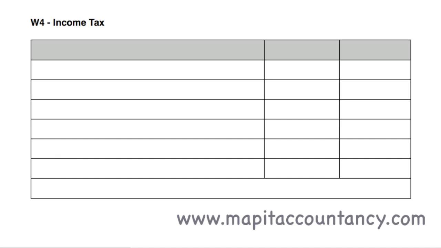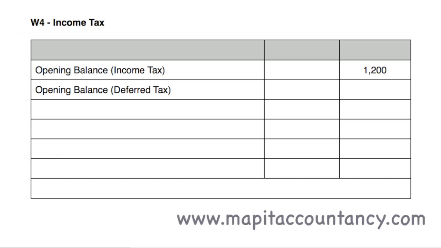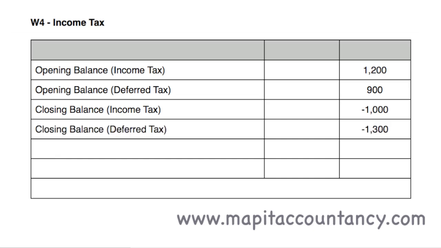So in your workings for cash flow statements, your deferred tax and your income tax payable will be brought together in the working. So we have our opening balance on income tax. Income tax payable is 1,200. The opening balance on deferred tax, well, that's 900. So the closing balance on each of those for income tax is 1,000. For deferred tax is 1,300.